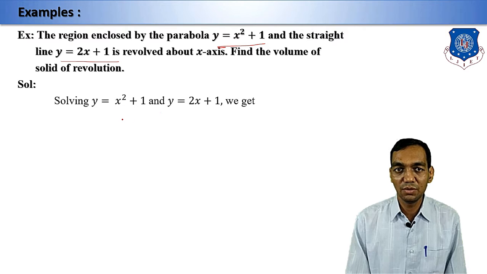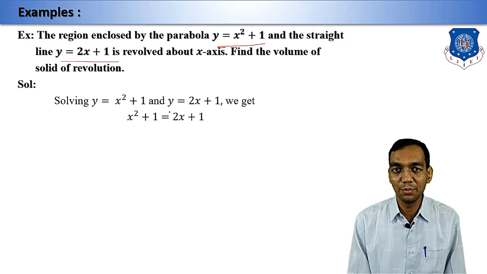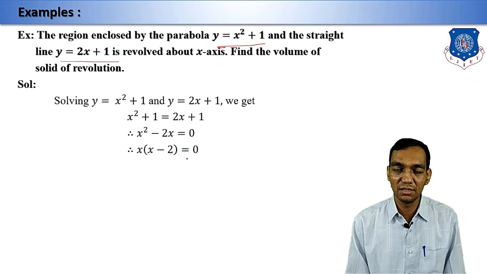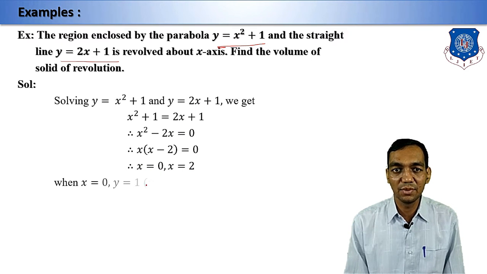So to find the intersection points of these two, compare them, and that will give x square plus 1 is equal to 2x plus 1. And that will give x square minus 2x is equal to 0. And that will give x into (x minus 2) is 0. So either x is 0 or x is 2. So if x is 0, then you will have y is 1.